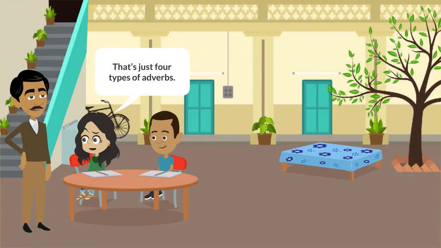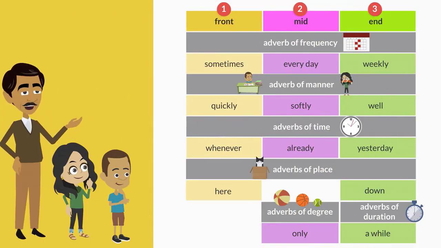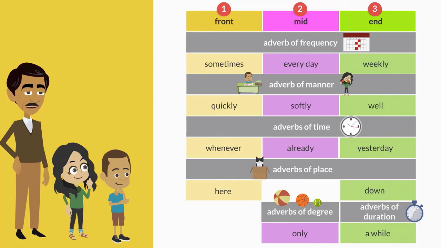That's just 4 types of adverbs. Aren't there more? There are a lot more. But these are the main types of adverbs that everyone should know about. I have this graphic that explains which type of adverbs work in which position. What do you think? That's useful. It's given me an idea.